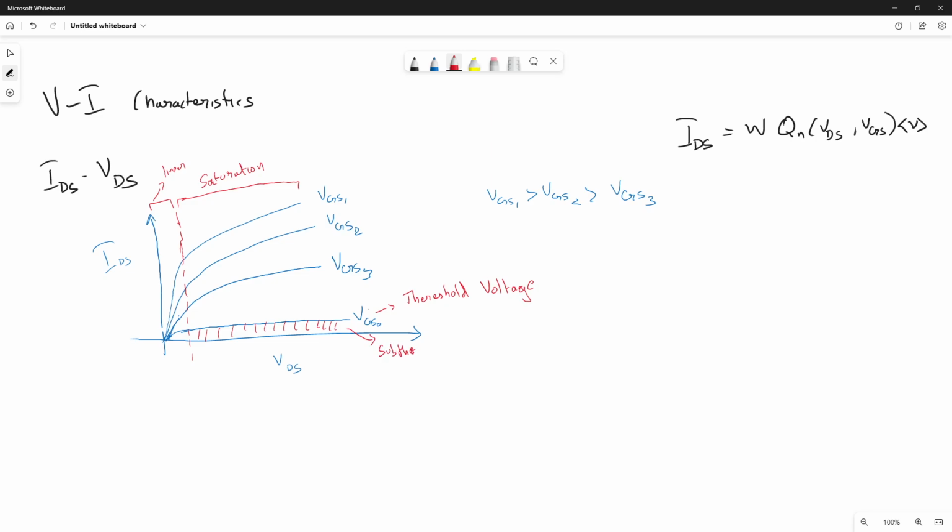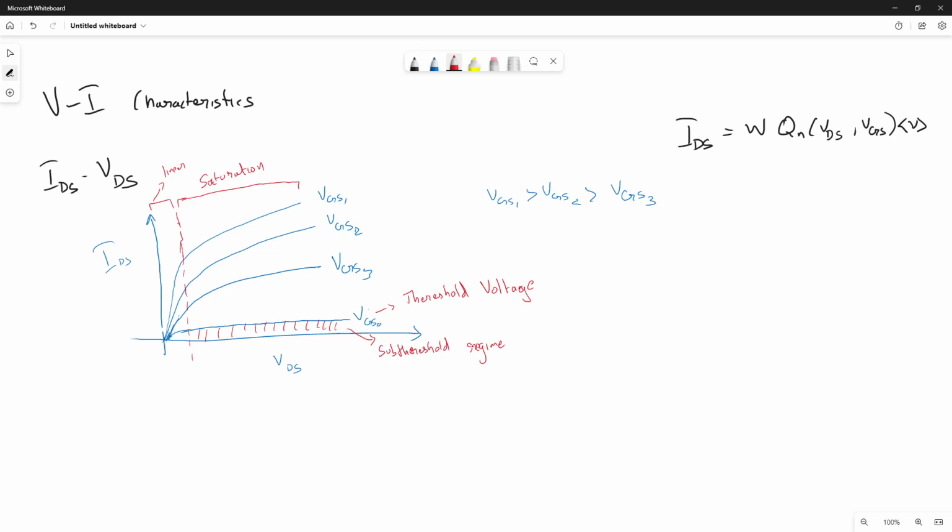Now the subthreshold region, how do I put it? In terms of BJT, this will be the linear, saturation and the cutoff region. So here we call it the ohmic or linear, the saturation and the subthreshold regime. So these are the three regimes of operation.